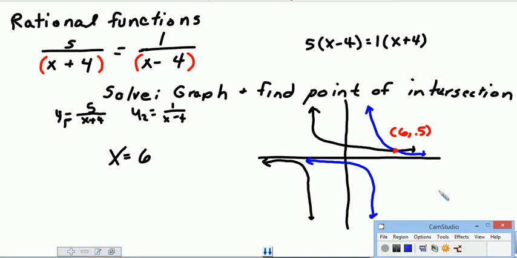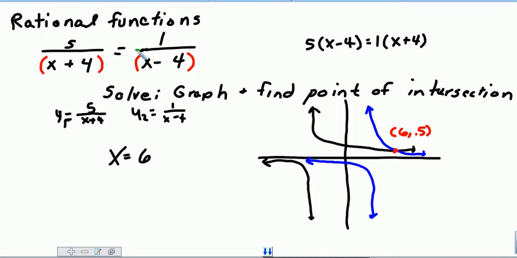First of all, you could cross multiply. You could multiply the 5 times the x minus 4 and then multiply the 1 times x plus 2 and just solve that equation. But like lots of the other problems that we do, since we're using a graphing calculator, it's quite often easier to just graph this and find the point of intersection. So if I wanted to solve this by graphing, I can simply say y1 is equal to 5 over x plus 4, y2 is equal to 1 over x minus 4, and graph the two functions.